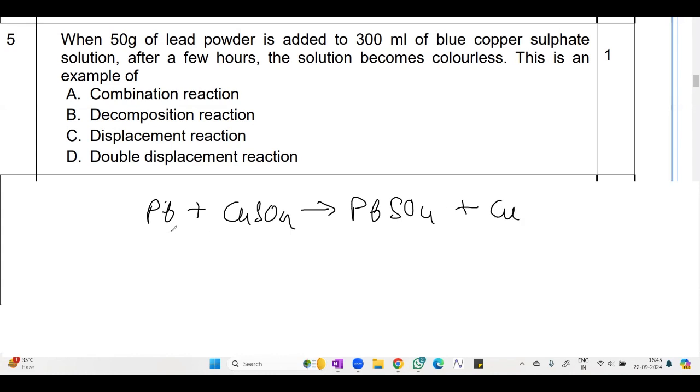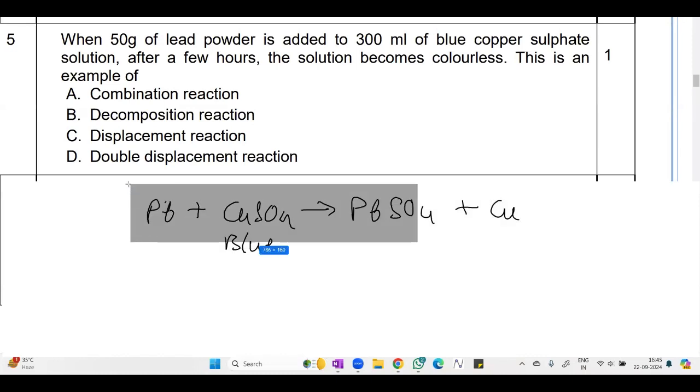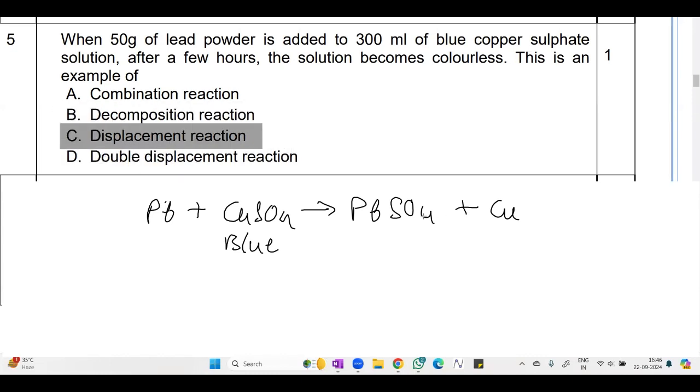So one thing is very clear, that lead is more reactive than copper, and that's why it is displacing copper. And since the copper sulfate, whose color is blue, has turned colorless because of the formation of lead sulfate here. So what type of reaction is this, if they ask? We can see that it is either a displacement as well as a redox reaction, right? Because as you can see, oxidation and reduction are taking place. But looking at the options given here, it should be a displacement reaction.